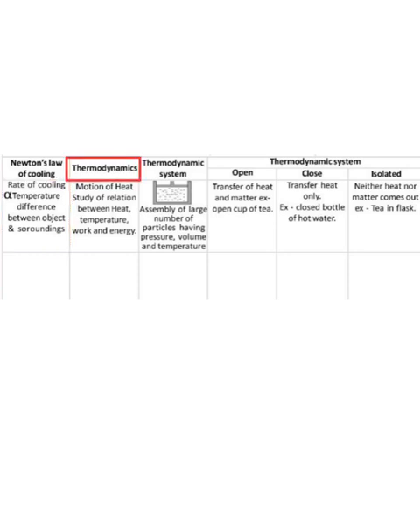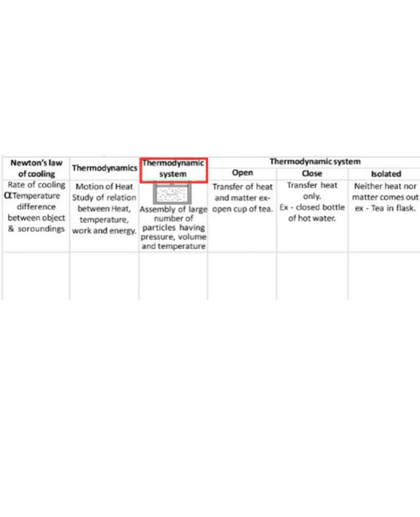Next, thermodynamics. As we know, thermo means heat, dynamics means motion. Hence, thermodynamics is the motion of heat. It is the study of the relation between heat, temperature, work and energy. Thermodynamics is the relation between heat, temperature, work and energy.